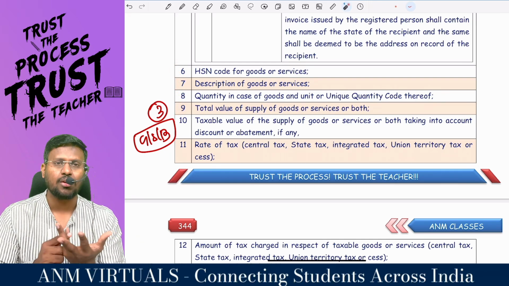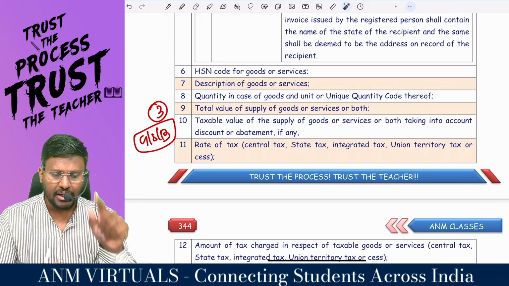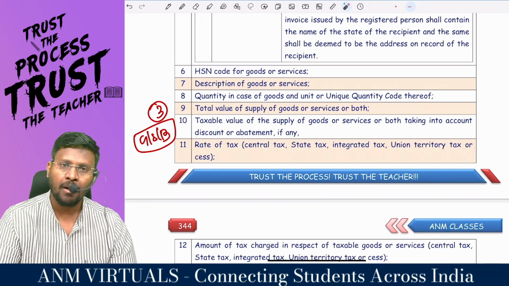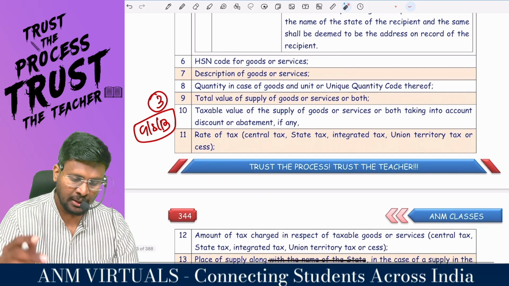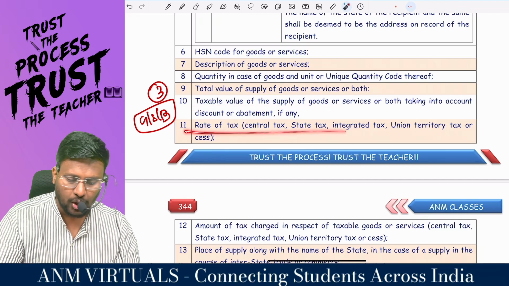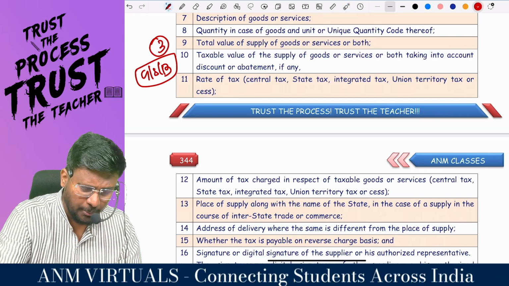What all? HSN code of the goods or services, description of the goods or services, quantity in case of goods, total value of supply of goods or services or both, taxable value of the supply of goods or services or both. Then rate of tax. That's set number 4.